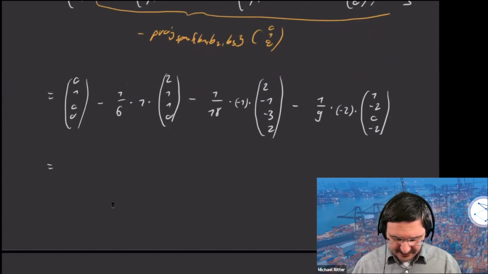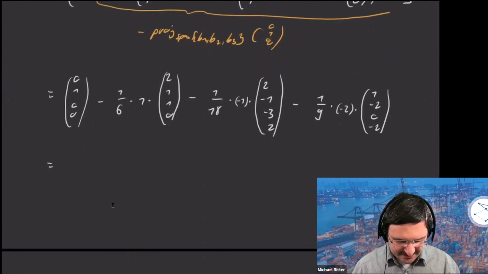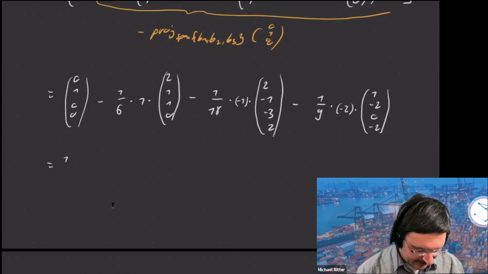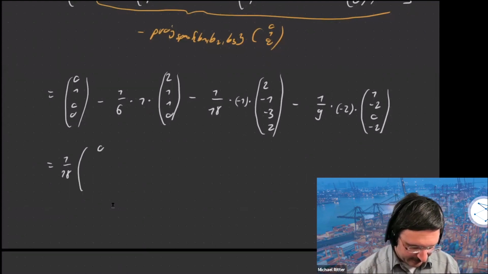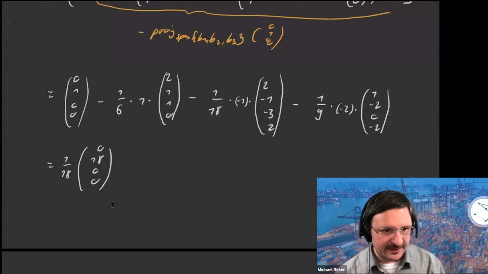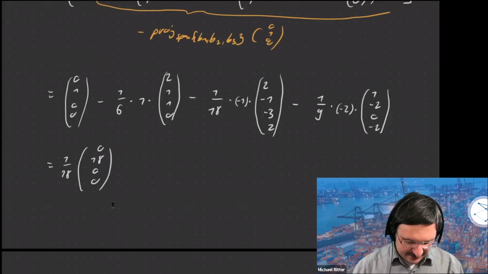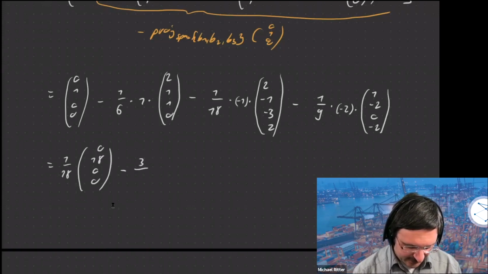So let's see. We get something with 18s, I'm guessing. So the least common denominator is 18. That means we have 1 over 18, 0, 18, 0, 0 here. Then here we have minus 1 over 6, which is 3 over 18. So that's 2, 1, 1, 0.